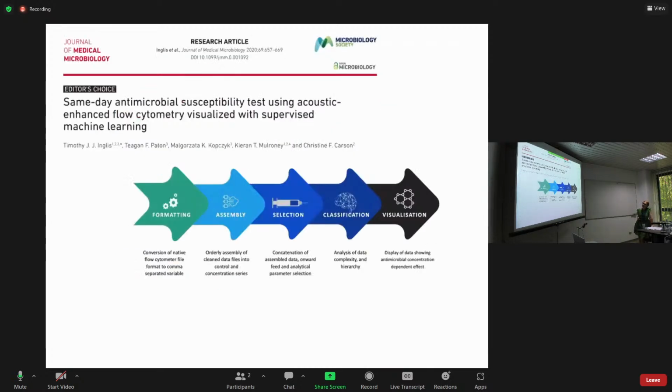Artificial intelligence and machine learning could represent a very important progress in the future, because the results from the flow cytometer would be interpreted according to existing databases, and we can make a classification of the bacterial cells into susceptible or resistant, depending on this aspect on the flow cytometry dot plot or histogram.